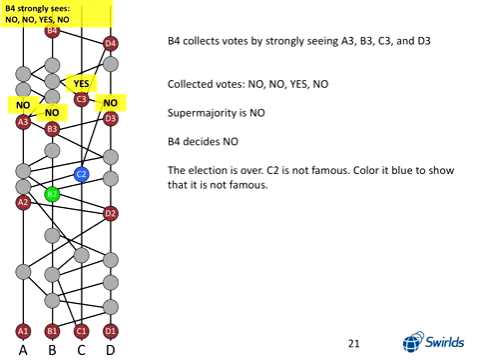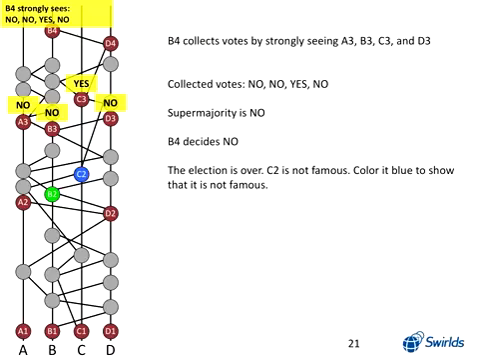So B4 has now collected no, no, yes, no. That is a supermajority of no's. 3 out of 4 were no's, and 3 is more than 2/3 of the population. So B4 decides no. And when you decide, the election's over. No need for any more calculations.